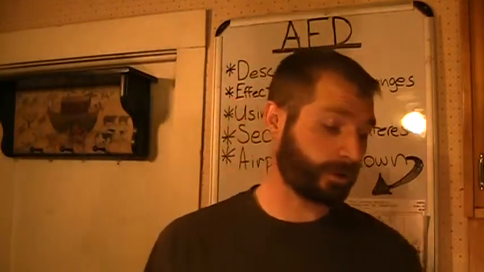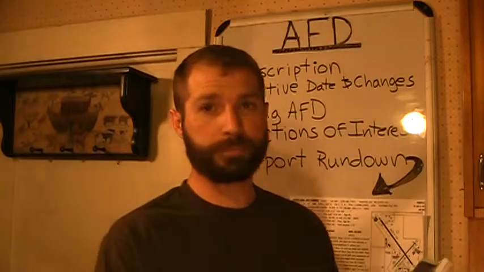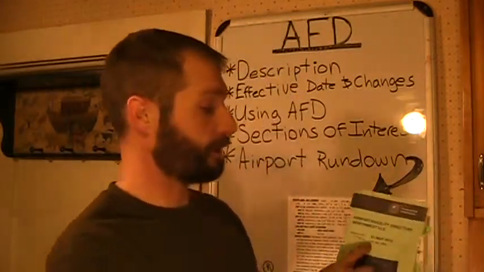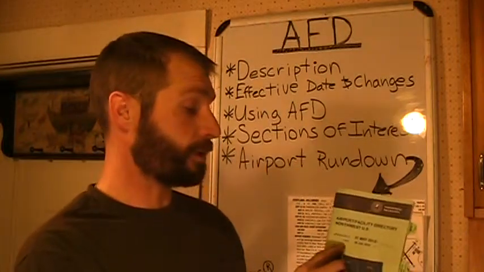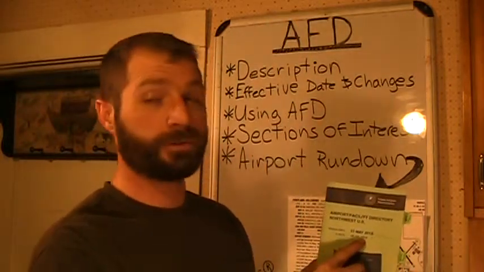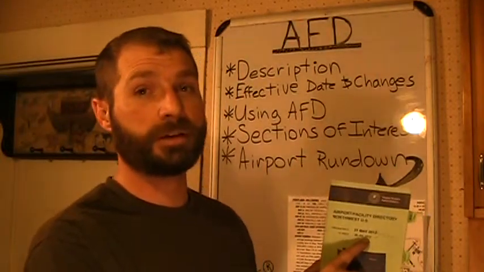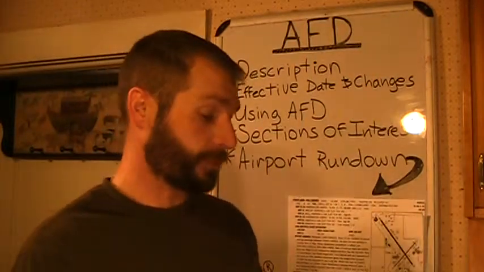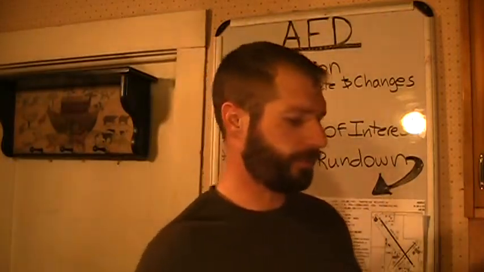So the first thing we're going to go through is the effective date and changes. I've got an old one, but my effective date of changes on this one is 31 May 2012, and this goes all the way through 26 July 2012. That's 56 days. Every issue is going to be 56 days.